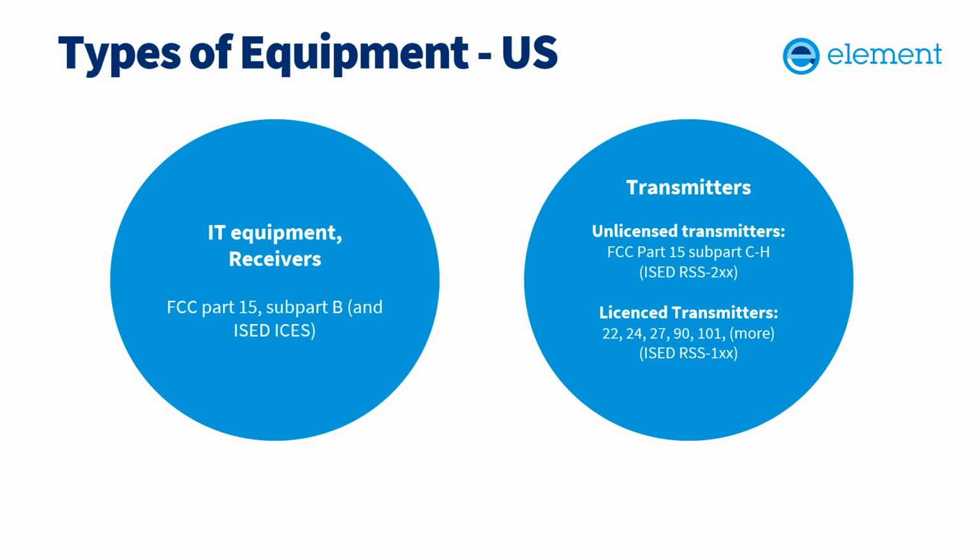In brackets on the right hand side there, you can see the ISED requirement. ISED is the regulator for Canada, and RSS are the radio specification standards that relate to each of those unlicensed or licensed devices.